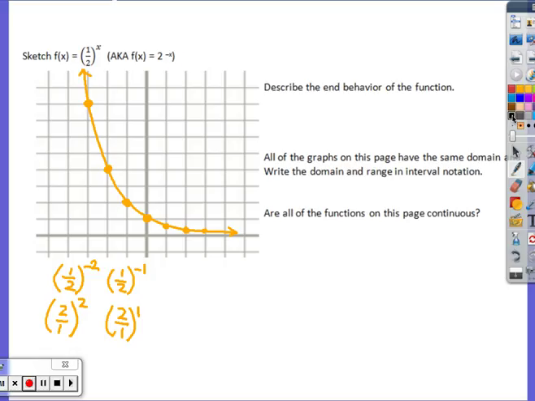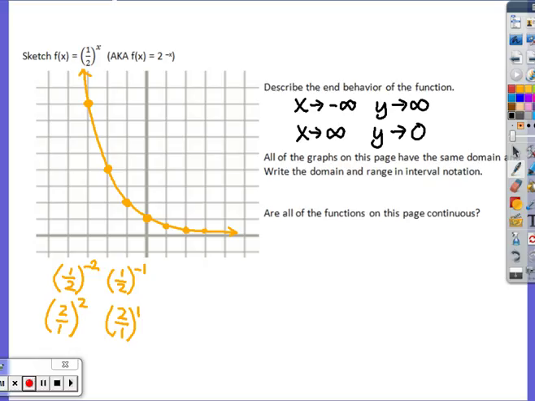Can you help me describe the end behavior? What happens as x's get negative huge? Y goes on for infinity. What happens when x gets positive huge? Shrinks, shrinks, shrinks, shrinks, shrinks. It never gets to 0, but it wants to. Right?